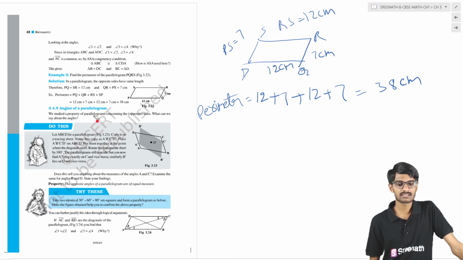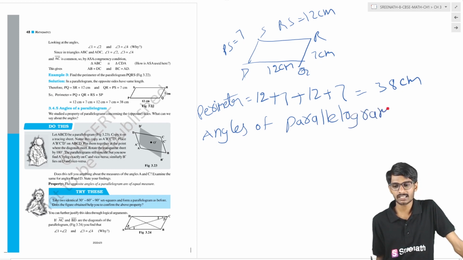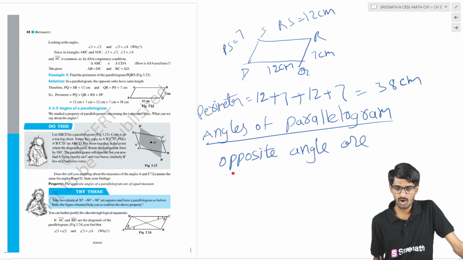Next thing is the angles of a parallelogram. If you want to find the angles of a parallelogram, previously we discussed the sides of a parallelogram: opposite sides are equal. Now the angles of a parallelogram. Opposite angles of a parallelogram are of equal measure. So opposite angles are equal here.